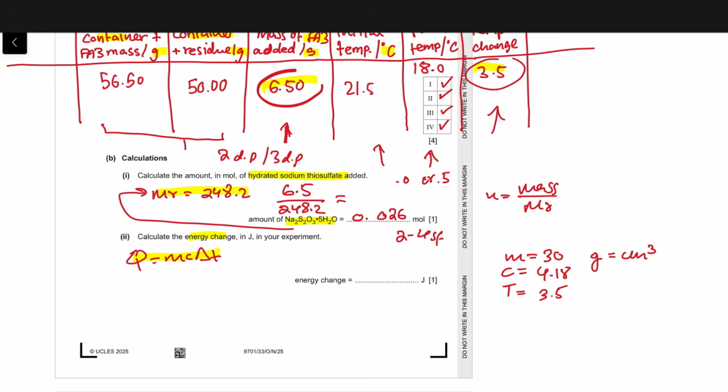We're just going to multiply these three. So 30 times 4.18 times 3.5. And we will end up with 438.9, or 439 to the nearest 3 significant figures. Again, 2 to 4 significant figures is completely accepted.